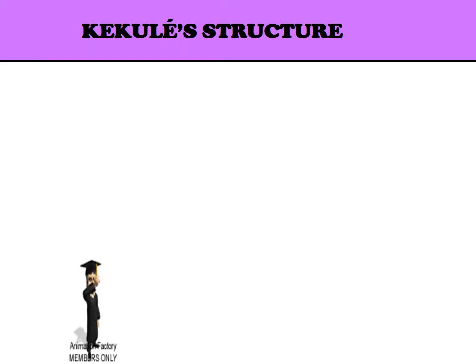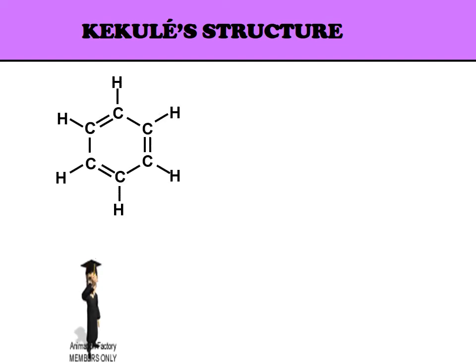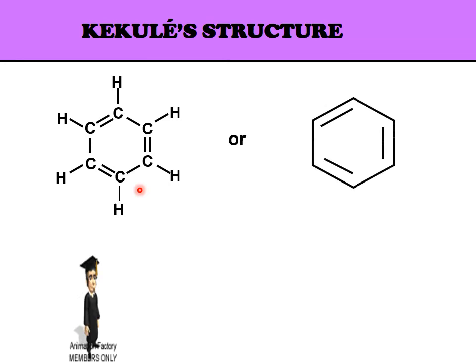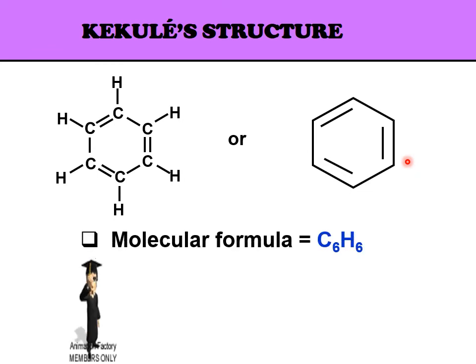The benzene structure is also known as the Kekulé structure, because the benzene ring was proposed by the scientist Kekulé, with the carbons in a hexagon shape. Benzene is made of 6 carbons arranged in a hexagon. This is an expanded structure, and the other one is the skeletal structure of our benzene ring. The molecular formula is C6H6.